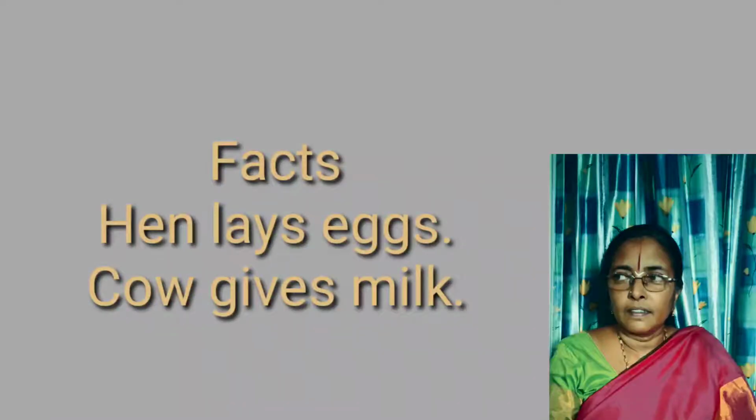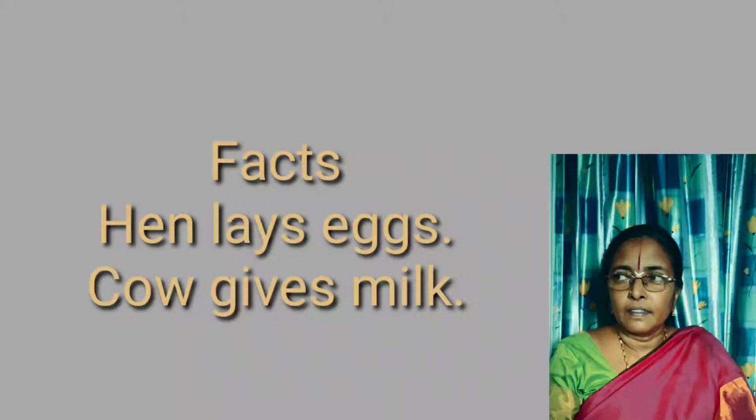Simple present is also used while talking about facts. See, hen lays eggs. Three words are there. Hen is subject, the word lays is verb, object is eggs. Come to the next sentence. Cow gives milk. So same. Cow is subject, the word gives is verb and milk is object.